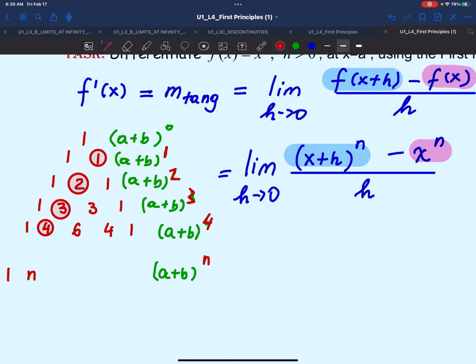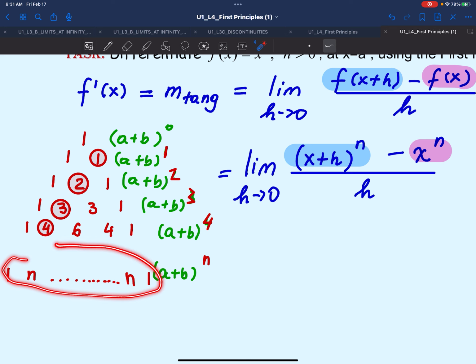And another thing, I want to bring your attention right here to the last number. You see 4, 4, 3, 3, which means that the last number in the nth row will be 1, and the second last number has to be n. So it follows the same pattern. And we're going to have a bunch of numbers in here, but we don't want to talk about all of them because that takes a lot of time. And this would be sufficient for us to expand x plus h to the power of n.